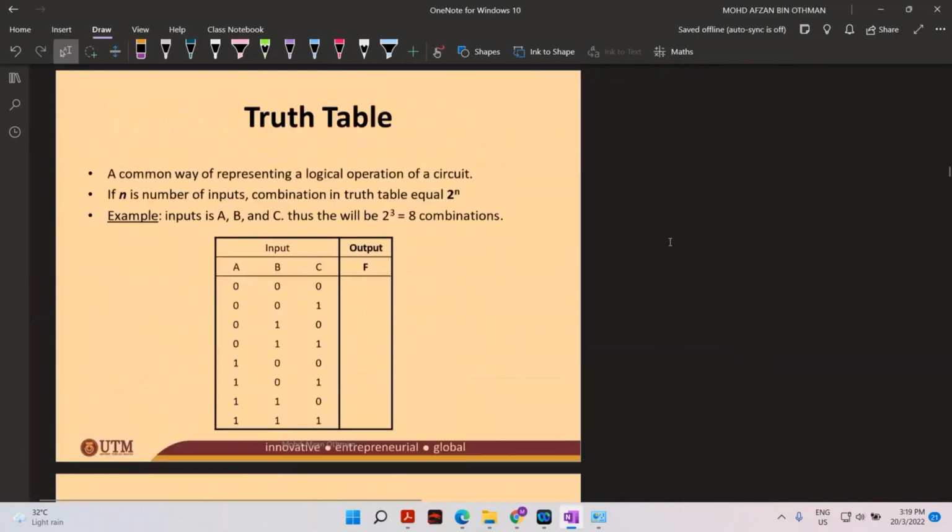Okay, so a truth table is a common way of representing the logic operation of a circuit. If n is the number of inputs, the number of combinations in the truth table is 2 to the power of n. Okay, macam yang saya bagi tahu tadi, truth table kamu boleh bahagikan kepada dua kolom, satu untuk input parts and the second one for the output parts. For the input parts, you need to have this combination of inputs.